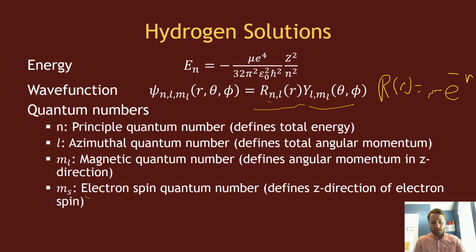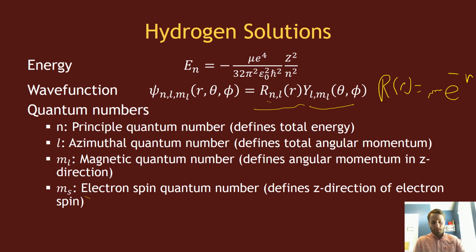And again, because of this Heisenberg uncertainty principle, all of our total angular momentum can't be in one direction. So the magnitude of the angular momentum in the z direction is always going to be less than the total angular momentum, okay?